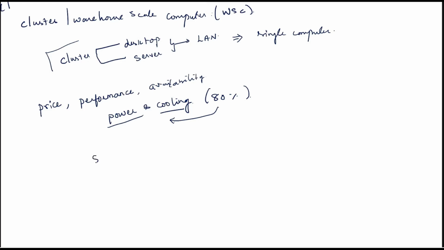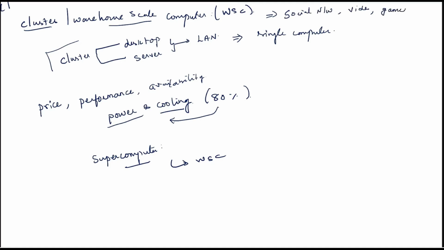You may have heard the word supercomputer also. Have you heard this? Yes, ma'am. I think we can say a supercomputer is also a kind of warehouse scale computer. But the cluster or warehouse scale computers are useful for applications like social networking, video sharing, or games. In such cases, these things will be useful.